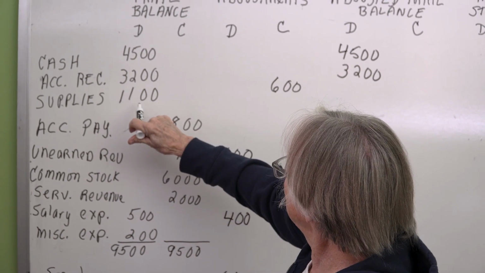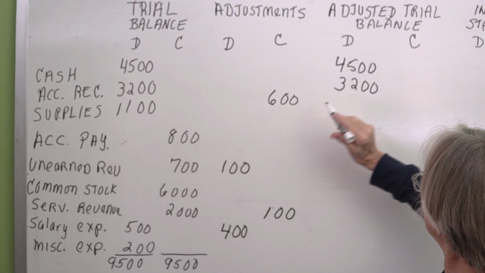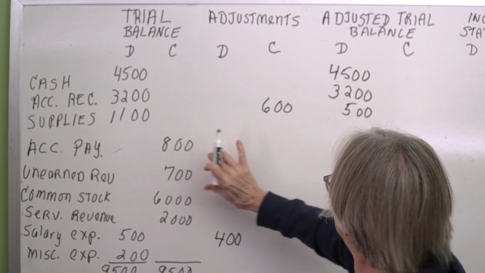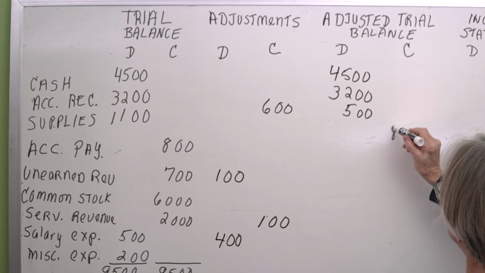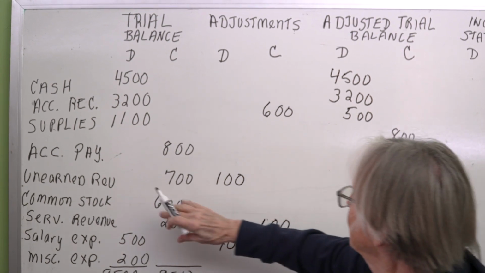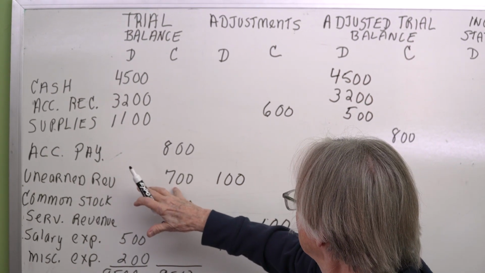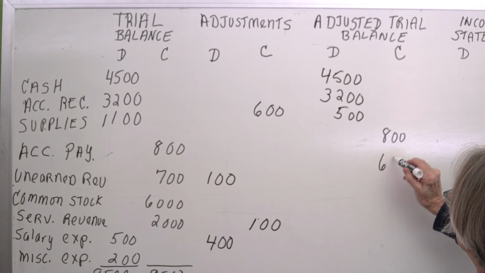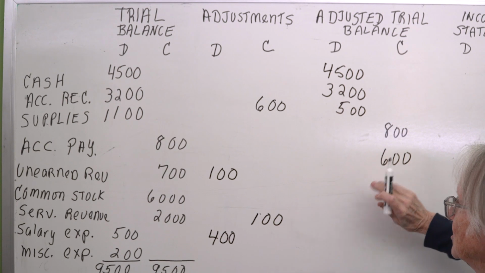Supplies, 1,100 minus the 600 gives us our updated balance of 500. Accounts payable did not change. That goes in the credit column because it's a liability. Unearned revenue, also a credit balance account, 700 minus the 100 we earned. We end up with a 600 credit balance there.